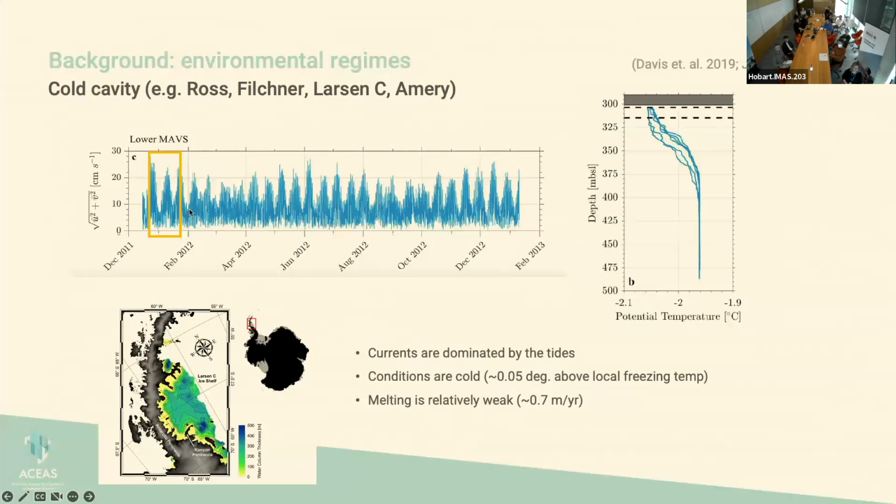Up here, we're looking at the flow speeds beneath the ice shelf over a year or so. And you can see that the currents are really dominated by tides with flow speeds up to 20 centimeters per second. And the conditions are really cold. So coldest water at the top, like we described before, and the temperatures here are only 0.05 above the local freezing temperature. And consequently, the melting is quite weak, so less than a meter per year.